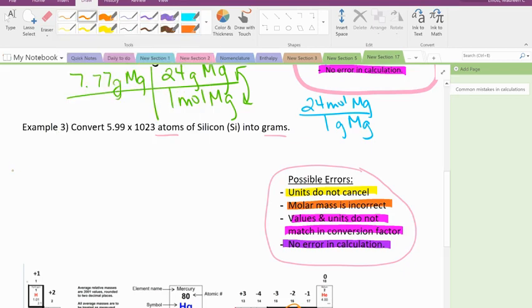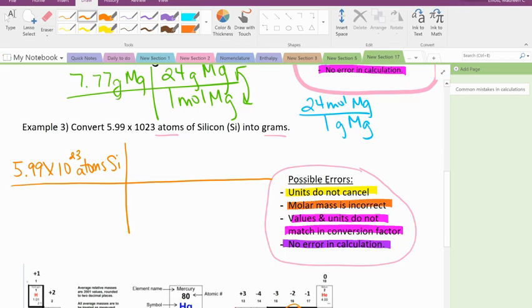So if I have 5.99 times 10 to the 23rd atoms of silicon, I'm going to make sure that if I have atoms in the numerator, in the following denominator I'm also going to have atoms of silicon. I'm running out of space, so I'm going to write a little bit smaller.